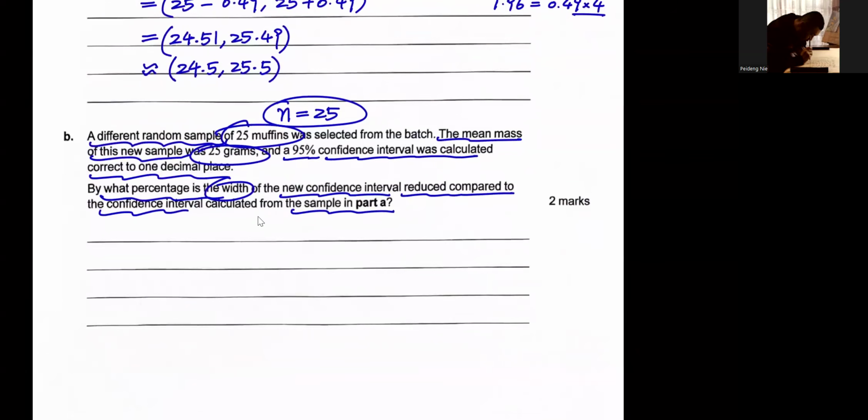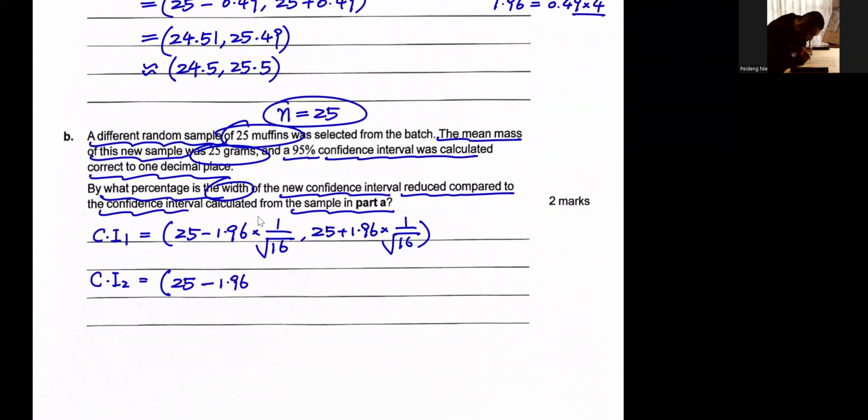Well, I suppose confidence interval 1 was calculated by x bar, which is 25, minus 1.96 times 1 divided by square root of 16, and 25 plus 1.96 times 1 over square root of 16. Confidence interval 2 is still at a 95% confidence level with the same sample mean value, 25, and the same z-score. But what we are subtracting or adding will be 1.96 times 1 over root 25.